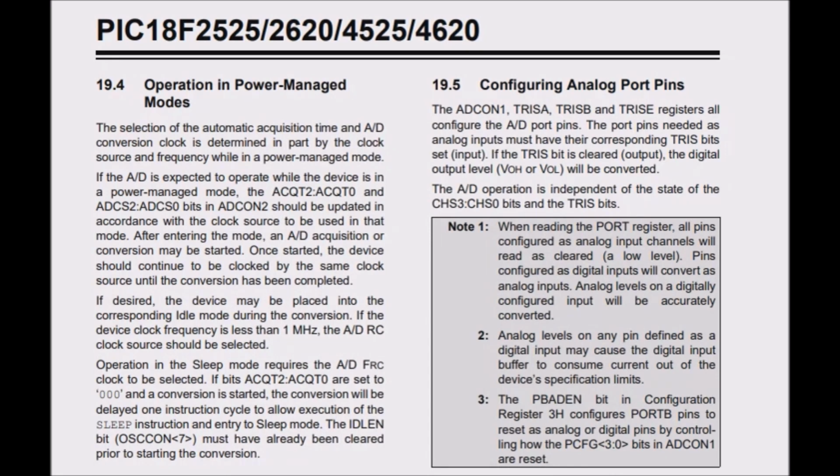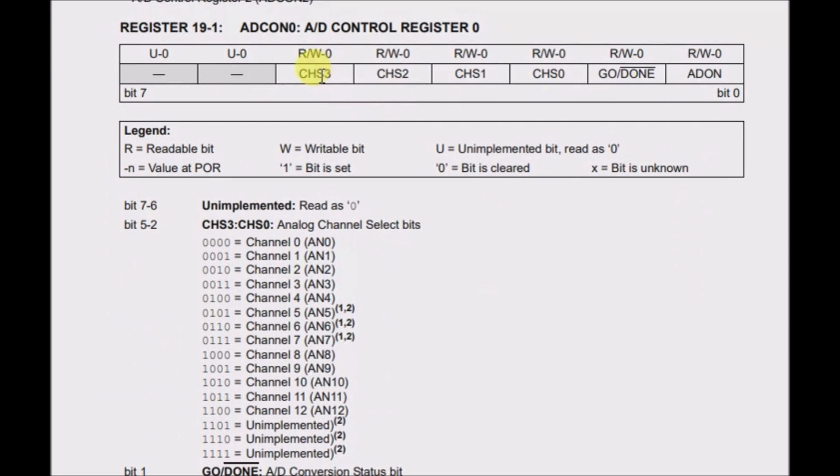The port pins needed as analog inputs must have their corresponding TRIS bits set as input. If the TRIS bit is cleared as output, the digital output VOH or VOL will be converted. The AD operation is independent of the state of the CHS3 to CHS0 bits and the TRIS bits. CHS3 to CHS0 is contained in the ADCON0 register.